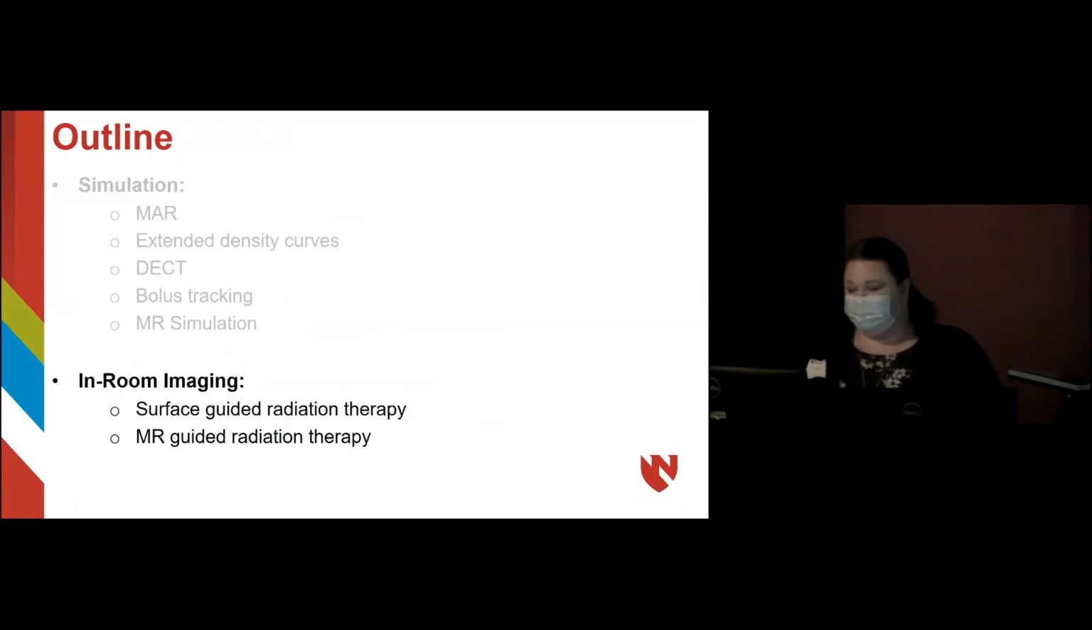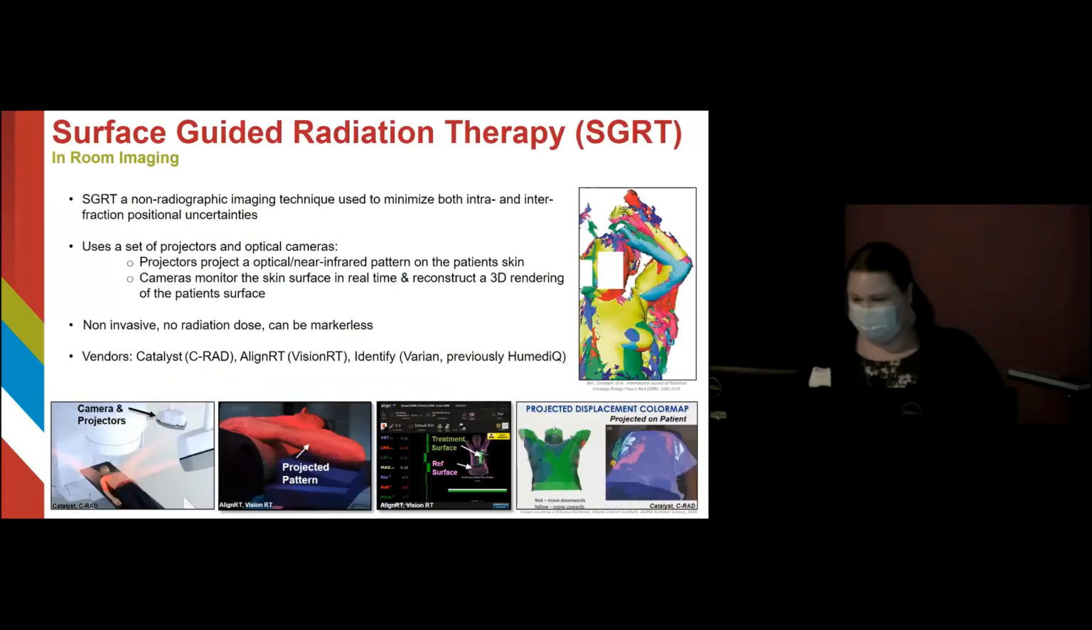Now we'll move on to the in-room imaging techniques. The first is surface-guided radiation therapy. SGRT is an optical imaging technique used to minimize both intrafraction and interfraction positional uncertainties. It uses a set of projectors that project an optical pattern on the patient's skin, and then several cameras reconstruct the 3D rendering of the patient's surface in real time. The main draw of SGRT is that it's non-invasive and there's no radiation dose.